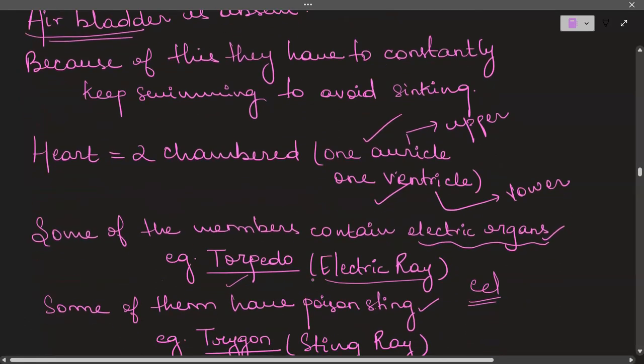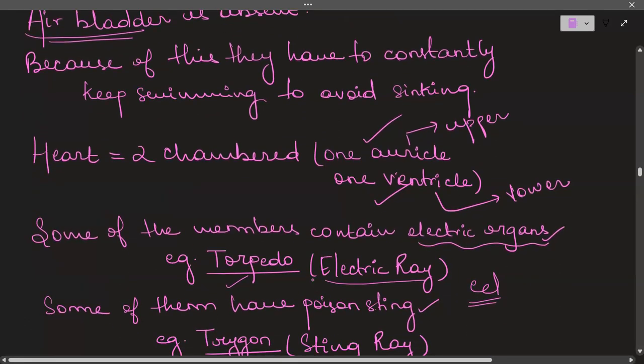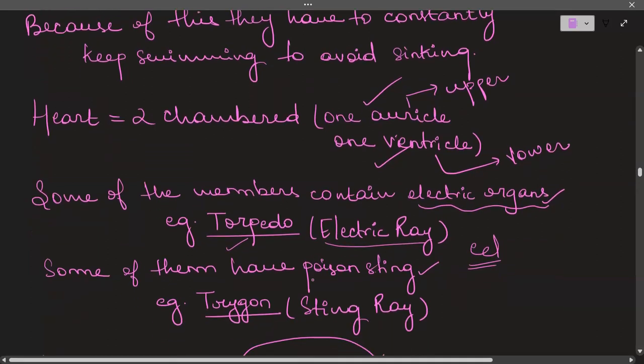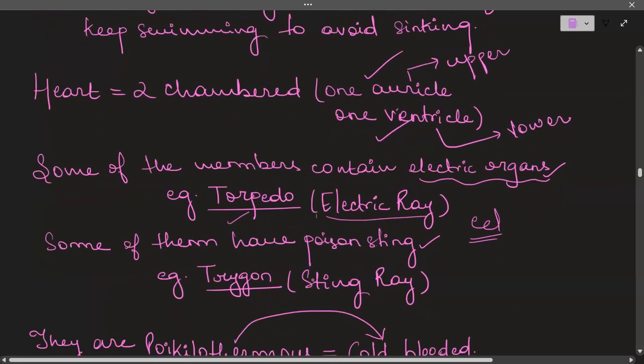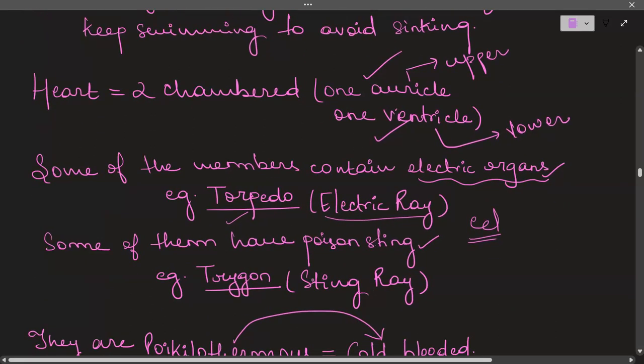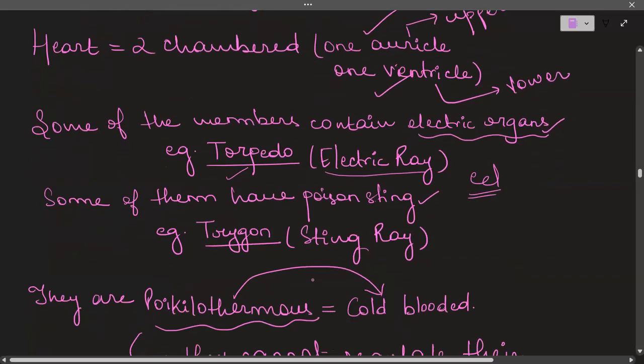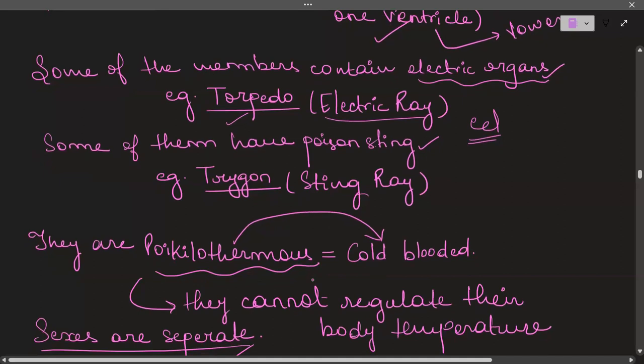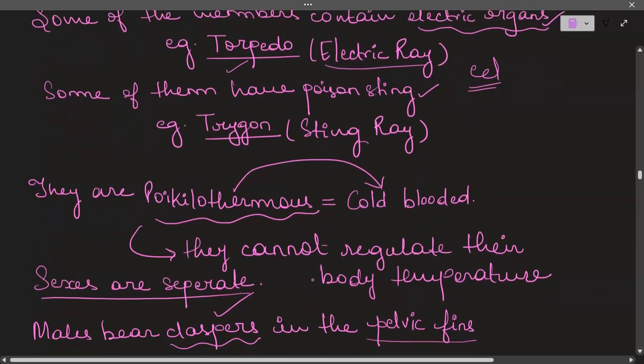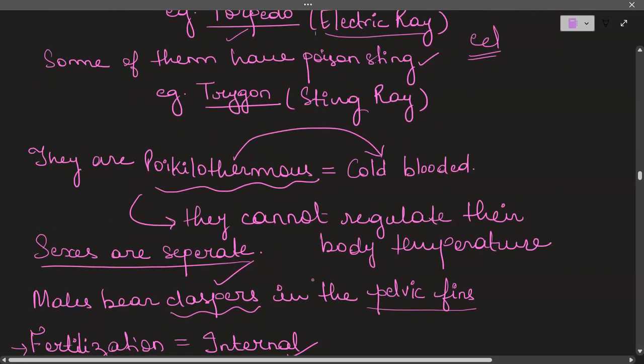Now, their hearts are two-chambered, in which they have one auricle or atrium and one ventricle. Some of the members contain electric organs, such as Torpedo, which is known as the electric ray. Some of them have a poison sting, which is known as stingray. And the scientific name of stingray is Trygon. Now, they are poikilothermous. Poikilothermous means that they are cold-blooded. They cannot regulate their body temperature.